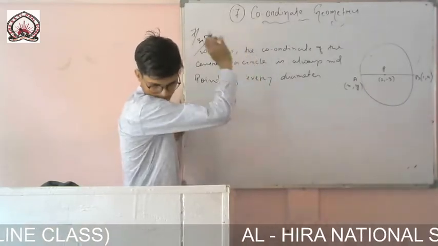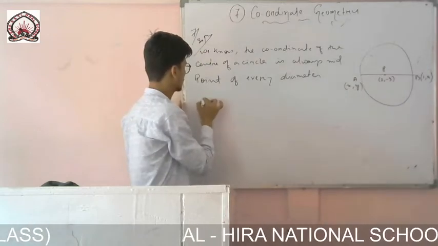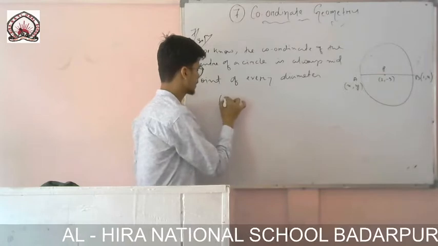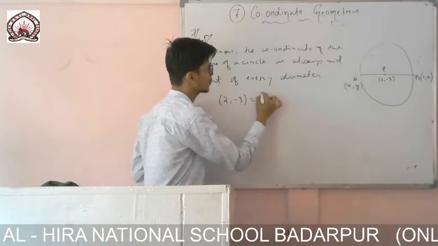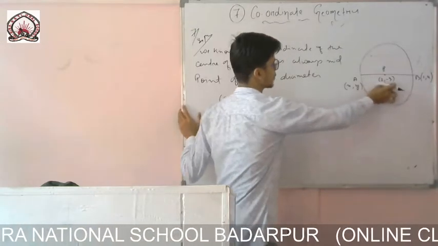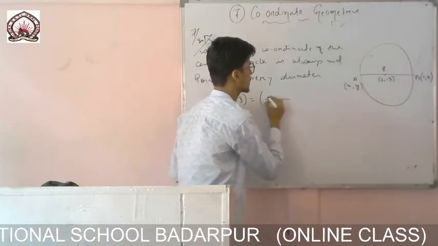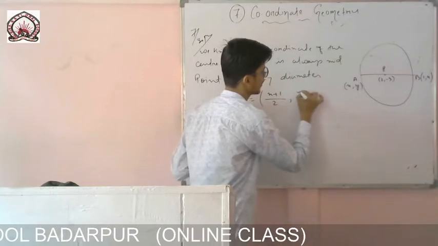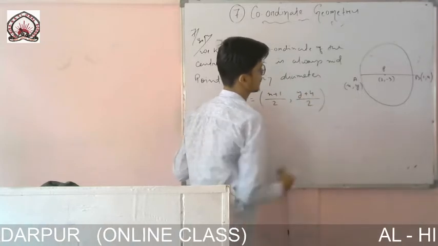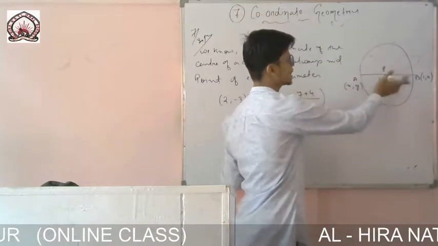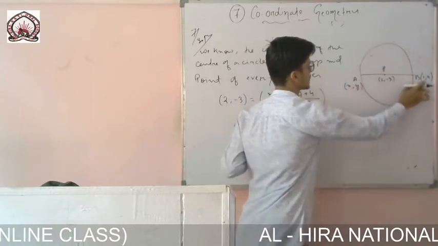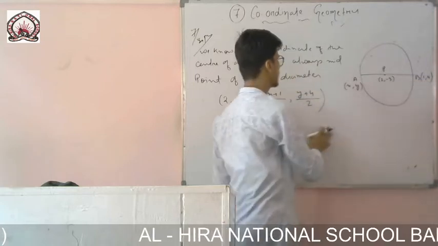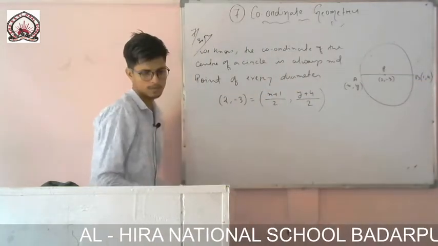So you write like this, therefore I can write the coordinate, that is 2 comma minus 3, which is the midpoint. Now we will find the coordinate, that is (x plus 1) by 2, and (y plus 4) by 2. The coordinate is given. If it is not given, then what is the formula? x1 plus x2 divided by 2, y1 plus y2 divided by 2. So now we can compare and find the values.